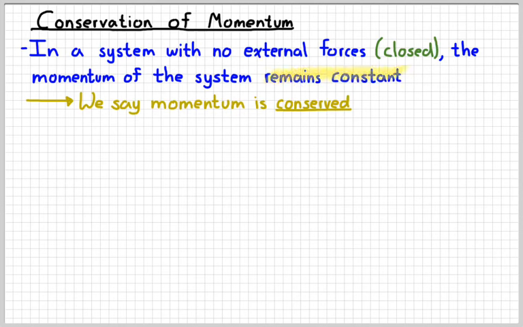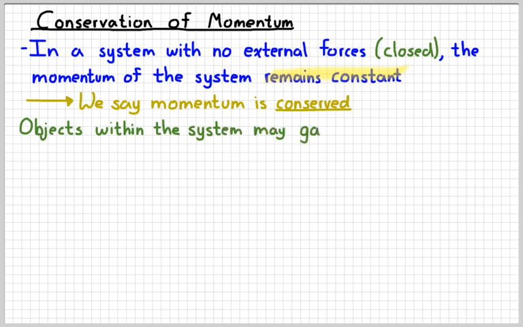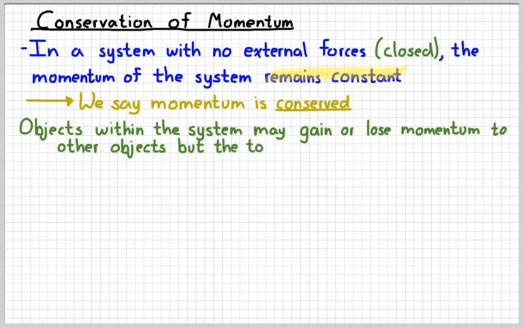That's what conserved means. It doesn't mean to save. It means to remain constant. Now, don't get confused. Things that are inside the system can gain or lose momentum as they interact with other objects that are part of the system, but the total is going to remain the same. So the momentum of an individual object can change, but the momentum of the system does not. It's a very, very important distinction.